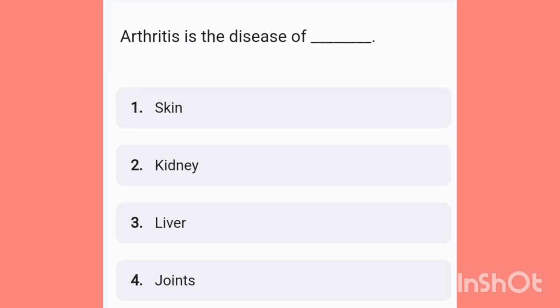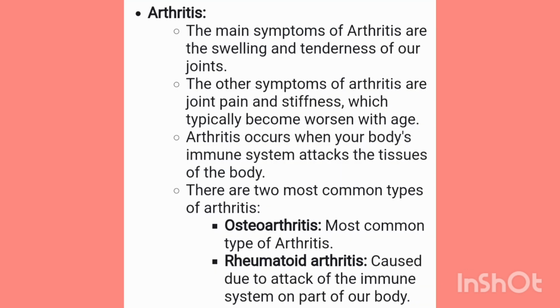Proceed to the next question, that is, arthritis is a disease of dash. So the options are, option 1, skin, option 2, kidney, option 3, liver, and option 4, joints. The correct answer is option 4, that is joints. Arthritis is the main disease of our joints. So when there is swelling and tenderness in our joints, we call this condition arthritis. There are two major types of arthritis, that is osteoarthritis and rheumatoid arthritis.